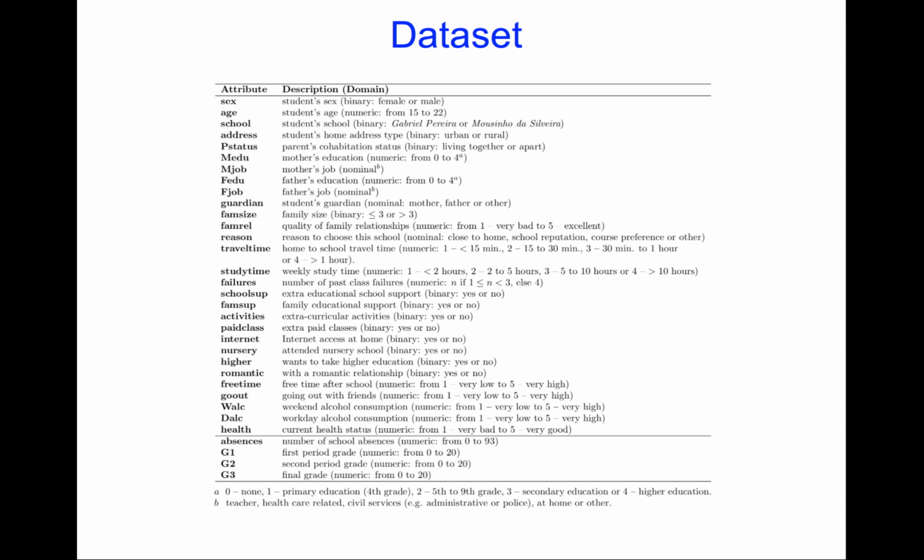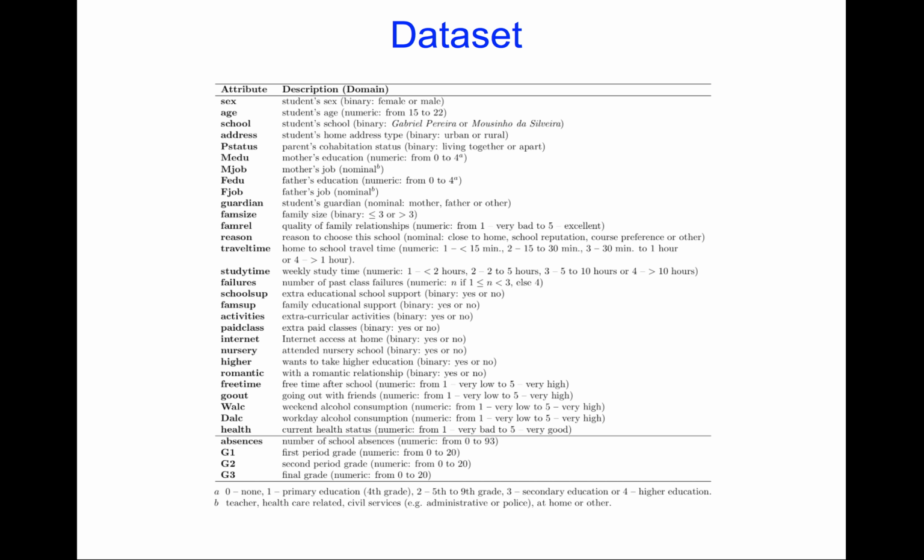or another person, what is the family size, how are the family relationships. They are measured from 1 to 5. 1 means very bad, 5 is excellent, and what's the reason they chose this school, whether it is close to home, school reputation, travel time. How long does it take for the student to travel from home to school? Study time. How long the student is studying weekly.